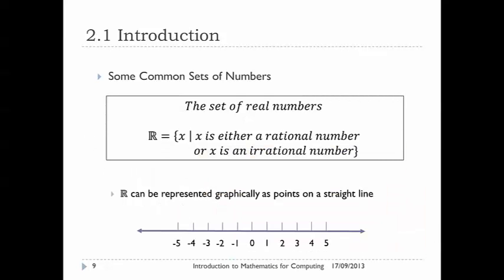Okay, so we recognize that the irrational numbers need to be included also in our concept of number. So when we take the rational numbers and the irrational numbers together, we end up with the set of real numbers represented by capital R here. So the real numbers is the set X, such that X is either a rational number or X is an irrational number. To represent the real numbers graphically, we can think of them as points on a straight line, points on a continuous straight line.